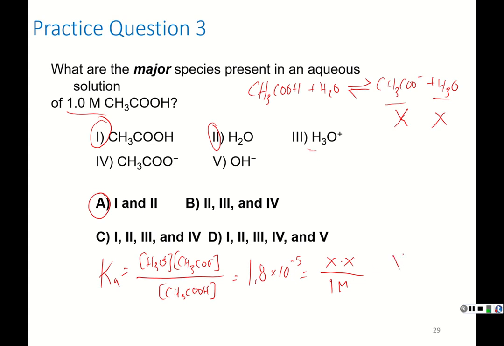So you can solve for x for this, and you get something like 0.0042 molar. So that would be the concentration of the hydronium ion and the conjugate base of acetic acid in solution. And you can see that that's a very low amount compared to 1 molar, right? So that's why we consider these very minor.